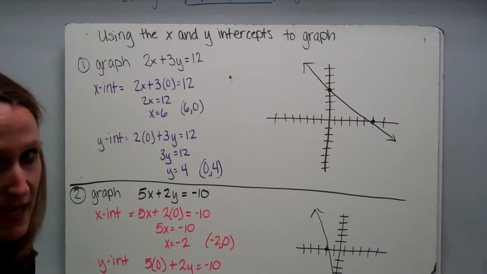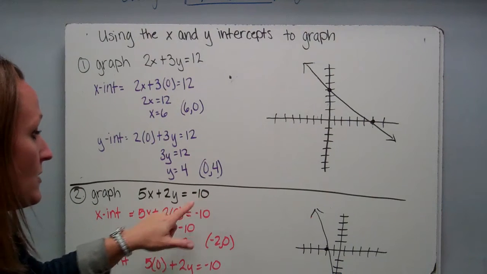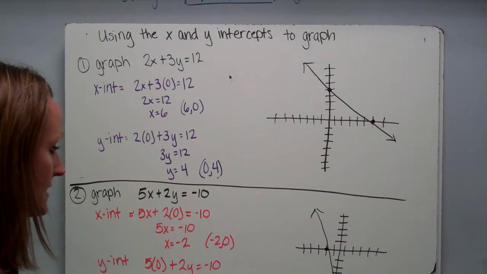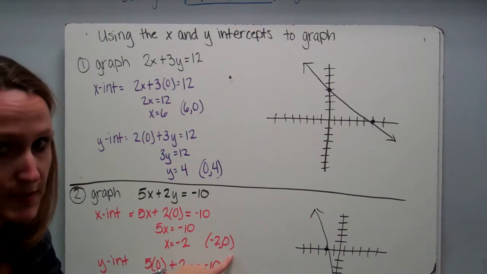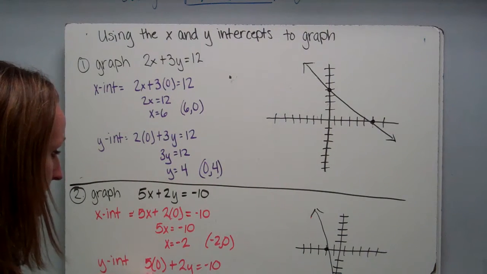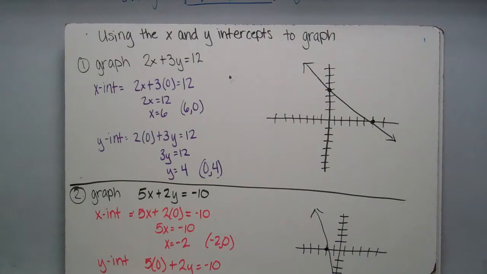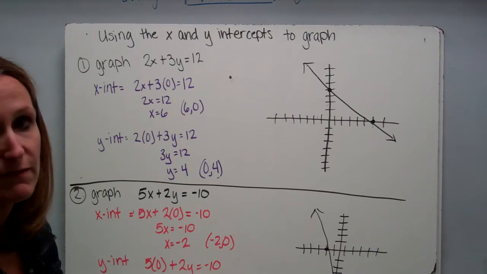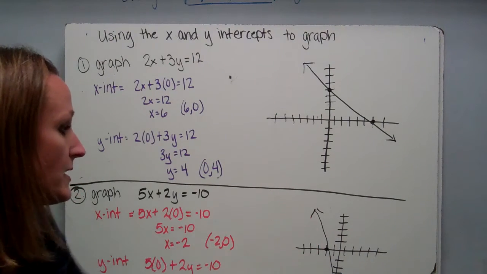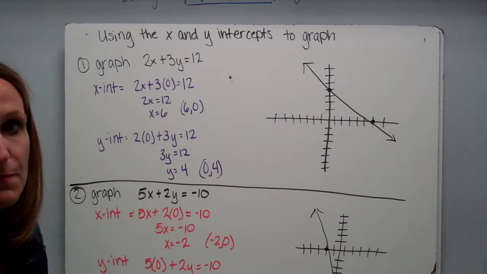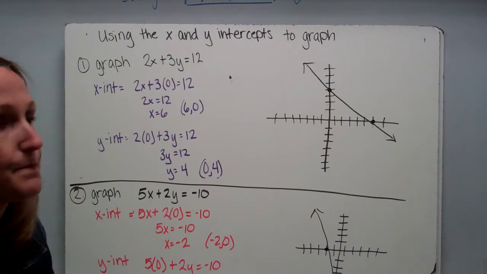5x plus 2y equals negative 10. Be careful of negatives. Plug in a 0 for that y so that you find your x-intercept to be negative 2, 0. Plug in a 0 for the x and find your y-intercept, I hope you can see this, to be 0, negative 5. So when I put those on my graph, you find that it is over here. Same thing. Plot the points, draw your line.